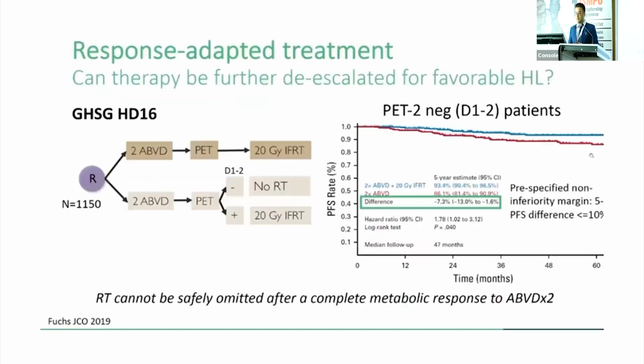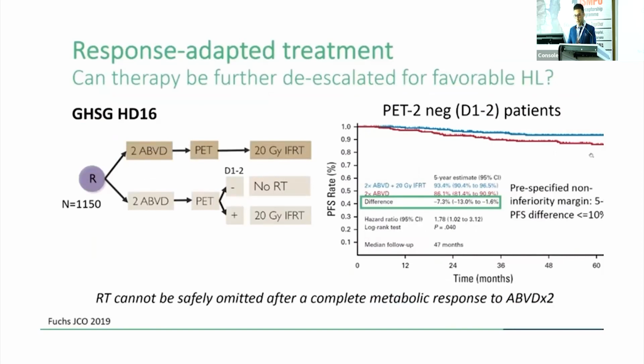So going to the response-adapted approach, we have the HD16 trial, which divided 1,150 patients into 2 arms: 2 cycles of ABVD and an interim PET. At the time of interim PET, the response was evaluated. Deauville 1 and 2 scores were, as I said, CMR, and beyond that was partial response. So at PET, we followed the same 2010 paper and gave 20 gray of IFRT.